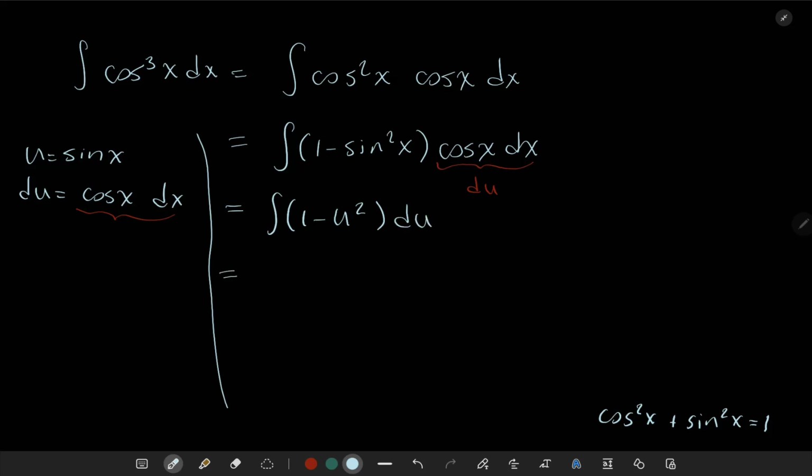And now I just integrate. When I integrate here, 1 gives me a u minus, add 1 to the exponent, so u cubed over 3. And don't forget your plus c. Always remember your plus c. And then take back your substitution. In this case, u is sine, so you get sine x minus sine cubed over 3 plus c. And that's going to give you your answer right there.